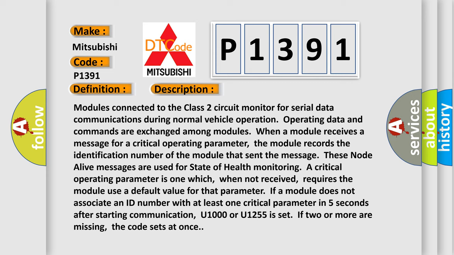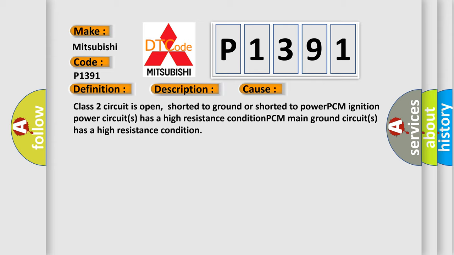If a module does not associate an ID number with at least one critical parameter in 5 seconds after starting communication, U1000 or U1255 is set. If two or more are missing, the code sets at once. This diagnostic error occurs most often in these cases: Class 2 circuit is open, shorted to ground or shorted to power. PCM ignition power circuits have a high resistance condition. PCM main ground circuits have a high resistance condition.